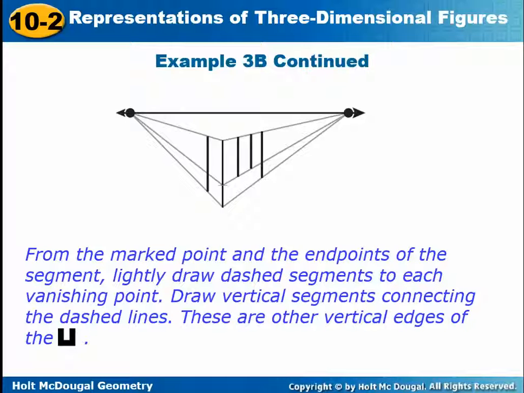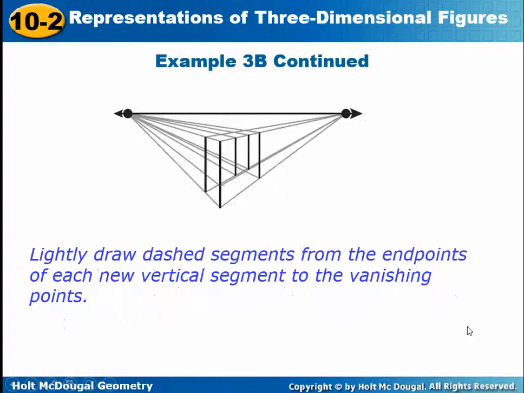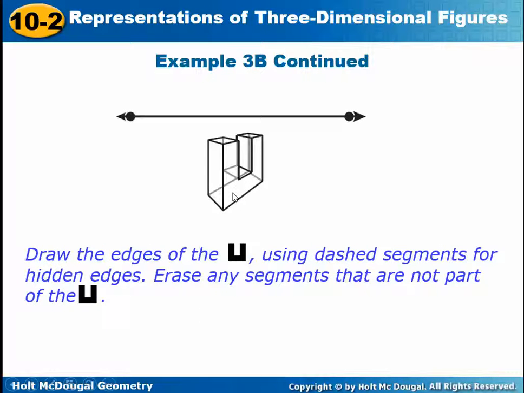And then you make the endpoints from the mark point and the endpoints of the segment. Lightly draw dash segments to each vanishing point. Draw vertical segments connecting the dash lines. These are the other vertical edges of the U. Lightly draw dash segments from the endpoints of each new vertical segment to the vanishing point. So we've got our vanishing points here and here, and you drew line segments to those. And then you draw the edges in. And it looks really cool when you're done if you're able to do this.